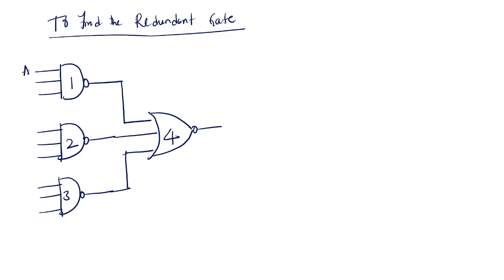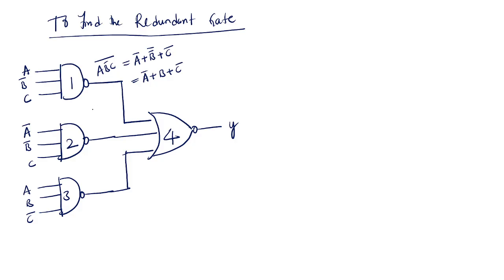So this is A, B bar, C; A bar, B bar, C; A, B, C bar. Okay. So how to find out the redundant gate? Here you will get A, B bar, C whole bar. So this you can write as A bar plus B bar whole bar plus C bar. So this is equal to A bar plus B plus C bar.